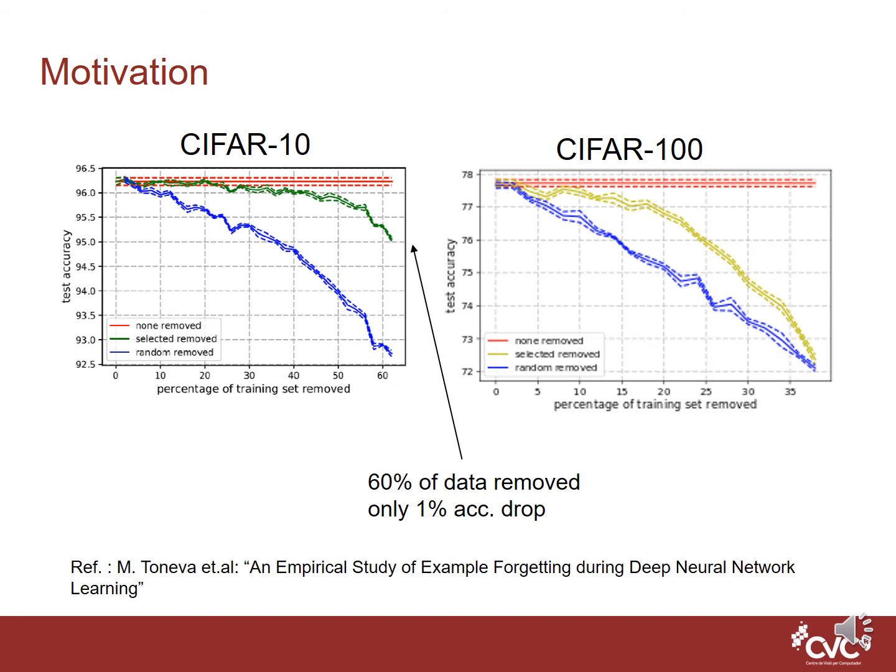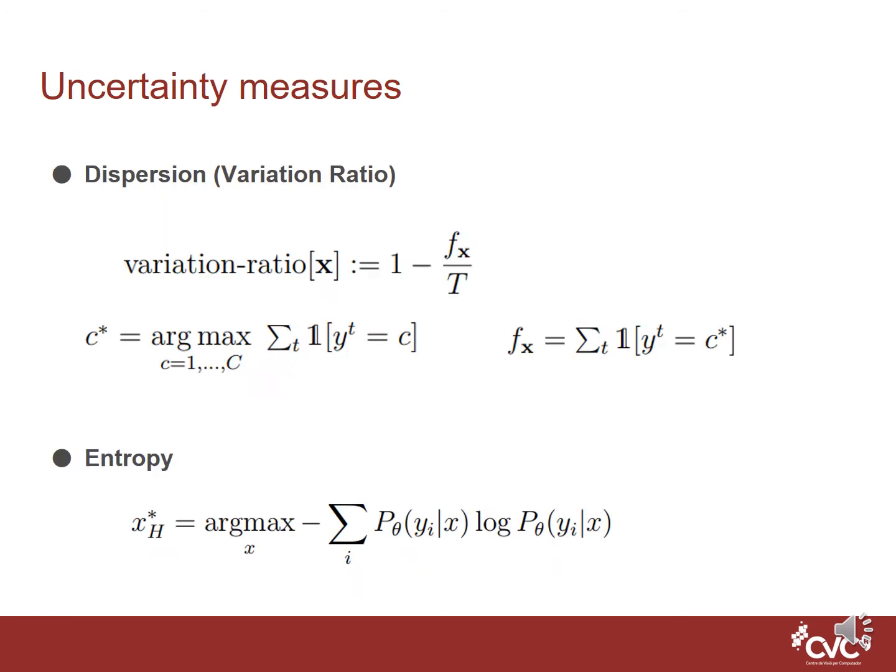We are inspired by the empirical study in the context of forgetting in deep neural networks. The authors defined a forgetting event to have occurred when an individual training sample transitions from being classified correctly to incorrectly over the course of learning. They found out that the most important samples tend to be those that are forgotten the most.